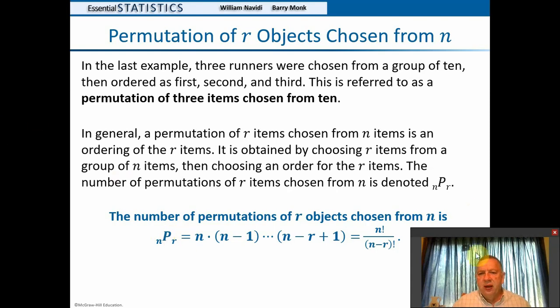So this can be found by nPr, the permutation of r items from n, is n times n minus 1, all the way through n minus r plus 1. We just saw that: 10, 9, 8 till we stop. But another way to do this and represent it in mathematical terms is n factorial divided by n minus r factorial. This basically cancels out all the rest of those in mathematical terms.